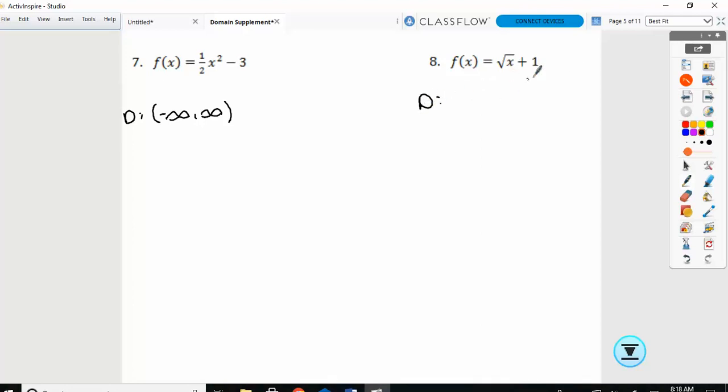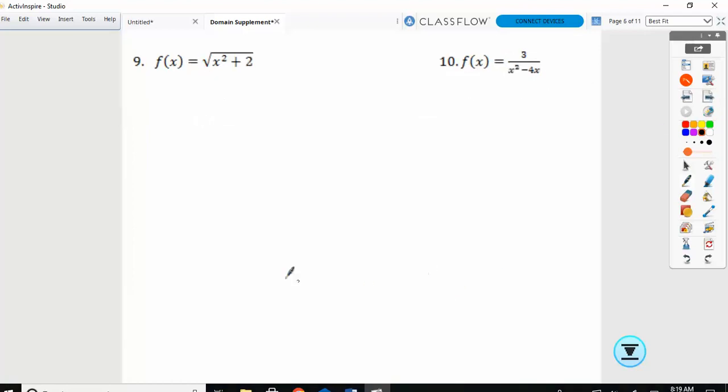Number 8, we have a radical, so we know the thing under the radical, which is just x, has to be greater than or equal to 0. So that would be bracket 0 to positive infinity. All right, number 9. So I have a square root, which tells me the thing underneath has to be greater than or equal to 0.